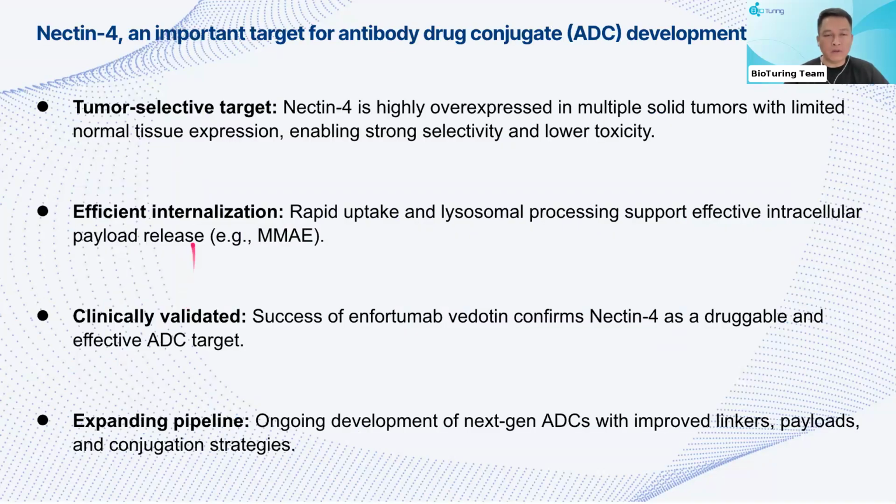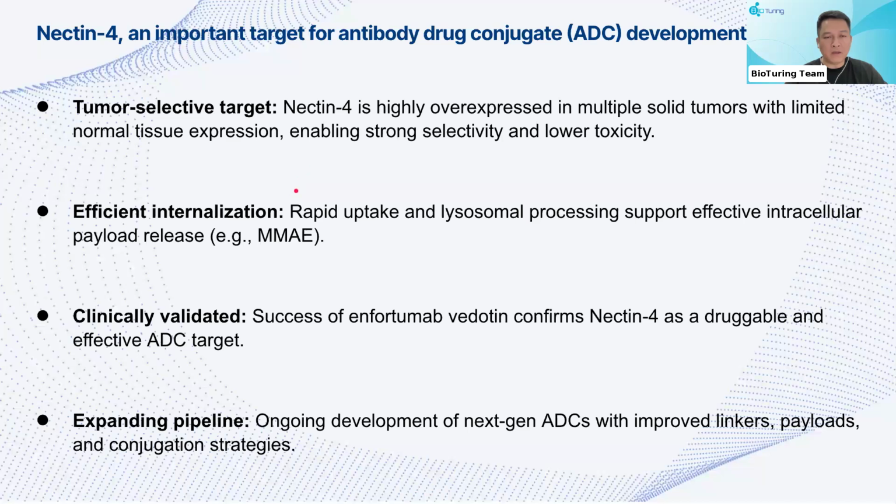Okay, and before we go into the ability of creating custom atlas, I would like to go a little bit into the target that I use and the one example for today, which is Nectin-4. Nectin-4 is an important target for antibody drug conjugate, or ADC, development because this target is very selective for tumor cells. Nectin-4 is highly overexpressed in solid tumors and has very limited expression on normal tissue, which is very important for the selectivity of the ADC target.